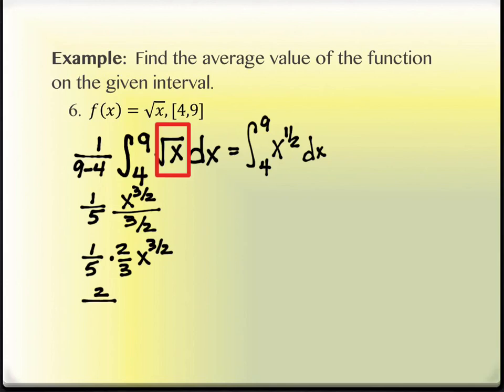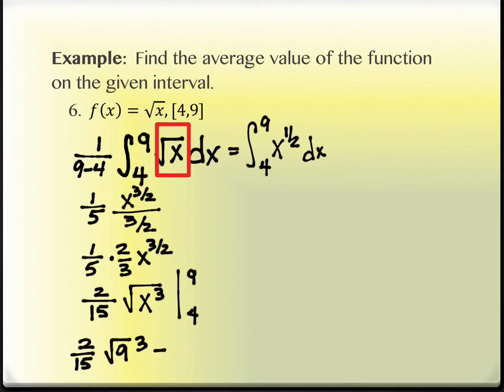In terms of evaluation, having 3/2 is also not super friendly looking. So I'm going to write 2/15 times the square root of x cubed, and we're going to evaluate from 4 to 9. So I have 2/15, the square root of 9 cubed. You can put the cubed on the outside or on the inside, it doesn't matter. And then 2/15, square root of 4 cubed.